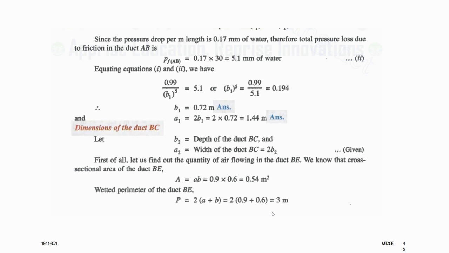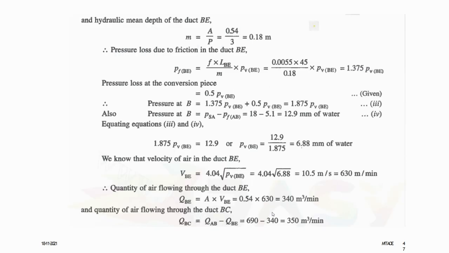First of all, let us find out the quantity of air flowing through B. The area we have is 0.54 meter square. Now the wetted perimeter of duct B is 3 meter, and the hydraulic mean depth m is A upon P, which is 0.18 meter. Pressure loss due to friction in B.